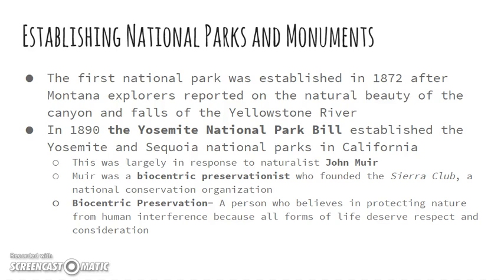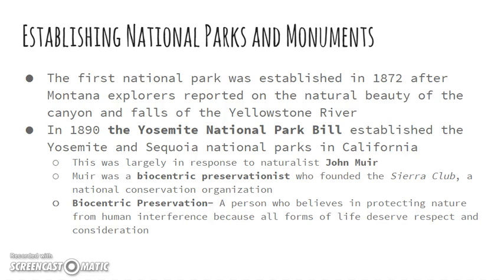So establishing national parks and monuments. The first national park was established in 1872 after Montana explorers reported on the beauty and the canyon and the falls of the Yellowstone River. So right after that, we established Yellowstone National Park. And some of you may have been to Yellowstone National Park and seen just exactly how beautiful this is. But it's changed since then because of things we've done to our earth.